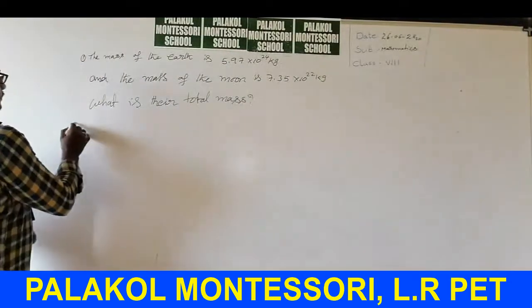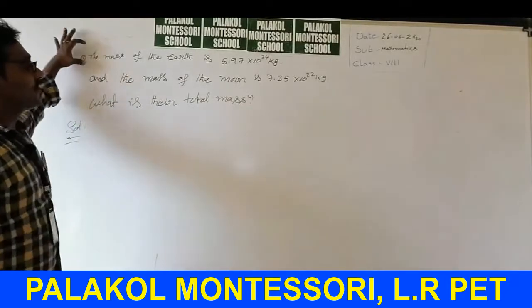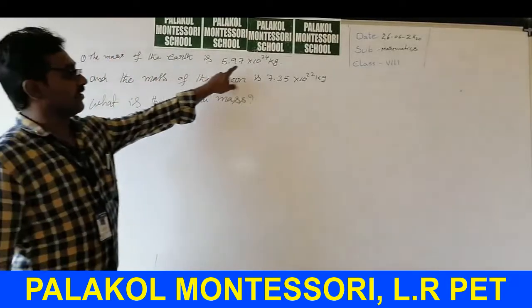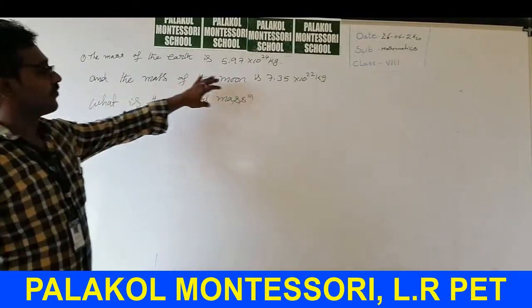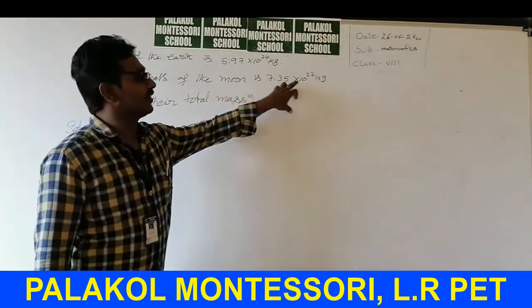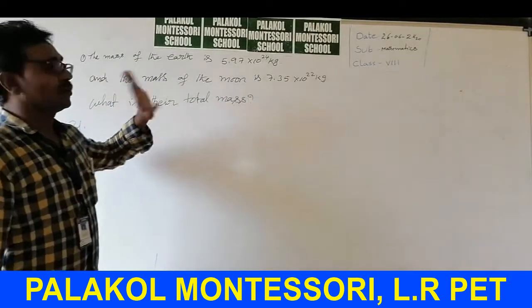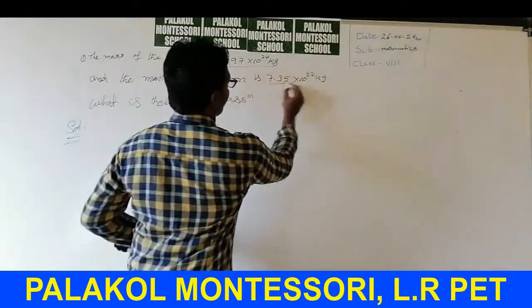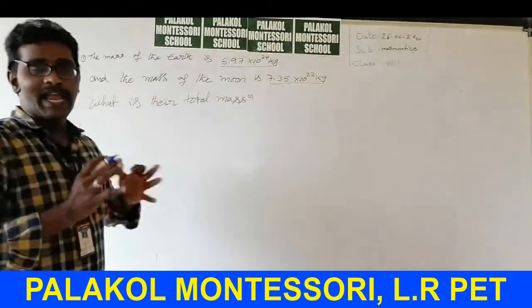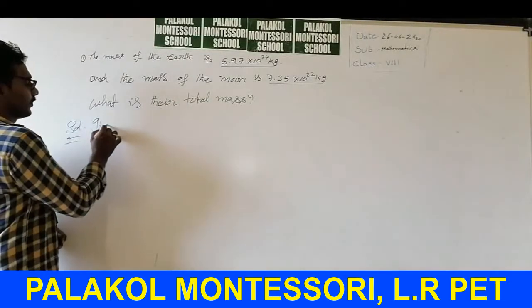Okay, solution. The mass of Earth is 5.97 into 10 to the power 24 kgs is given. The mass of Moon is 7.35 into 10 to the power 22 kgs. So, what is their total mass? Guys, here given the standard form. These should be added, you get the total mass. First you write the given data.